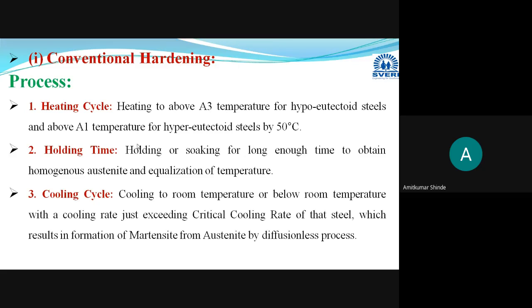And why is it done so? Here we have to cool to room temperature or below room temperature with a cooling rate just exceeding the critical cooling rate. Whichever rate we select for cooling, that rate should be faster than the critical cooling rate. This critical cooling rate is the rate which just bypasses, or avoids, the nose temperature. At the end we will end up with martensite. This austenite will get transformed to martensite, and this process is diffusionless, no diffusion is occurring here.